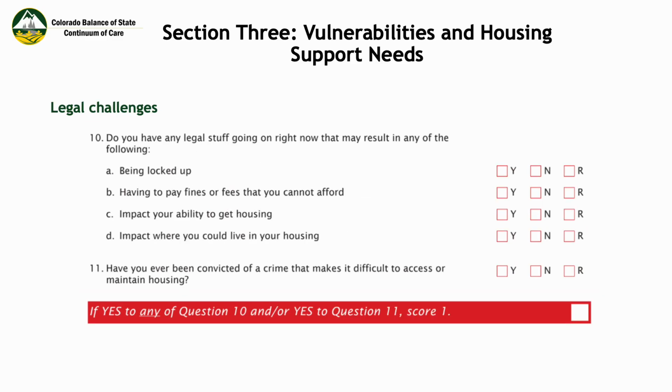Continuing on in Section 3, Vulnerabilities and Housing Support Needs. Questions 10 and 11 look at legal challenges. Question 10 says, do you have any legal stuff going on right now that may result in any of the following? Like being locked up? Yes, no, or refused. Do you have any legal stuff going on right now that may result in you having to pay fines or fees that you can't afford?